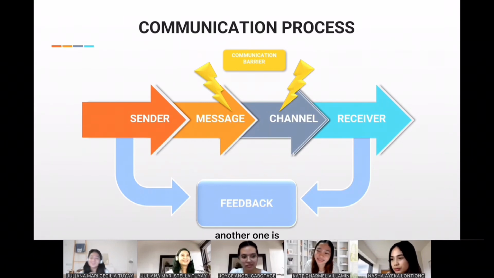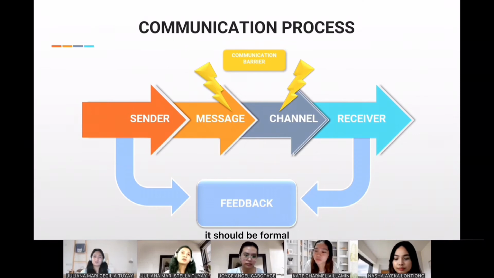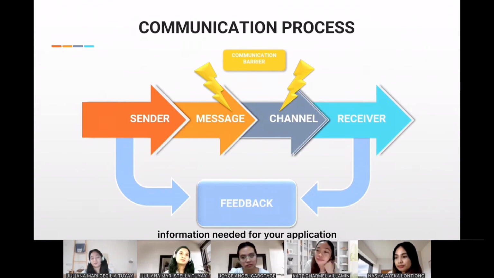And another one is when you're writing an application letter to the company you were applying to. It should be formal and you must include all the necessary information needed for your application.